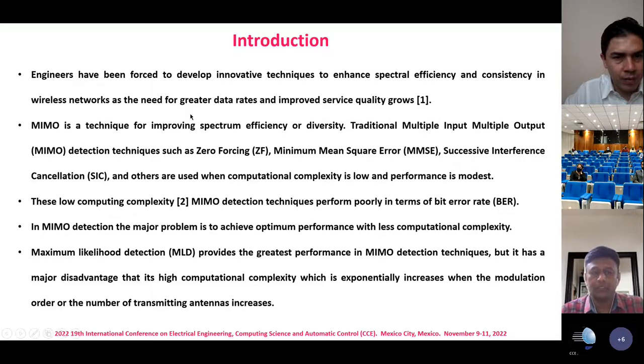In MIMO detection, the major problem is to achieve optimum performance with less computational complexity. Maximum likelihood detection gives optimal performance, but the complexity is high. Here, we are getting the best performance while reducing the complexity. That is our main aim. Even if we increase the transmitting antennas, we are still able to get good performance with less complexity.